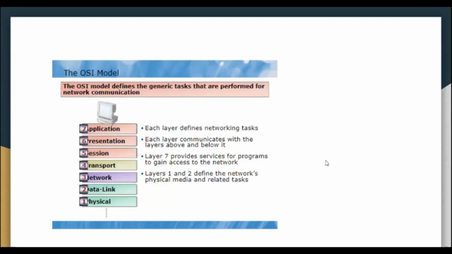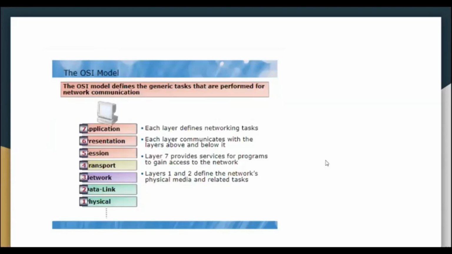Okay, so let us move on to the Open System Interconnection Model, or the OSI model. The OSI model defines the generic tasks that are performed for network communication. It is a conceptual framework used to describe the functions of a networking system. The OSI model characterizes computing functions into a universal set of rules and requirements in order to support interoperability between different products and software.